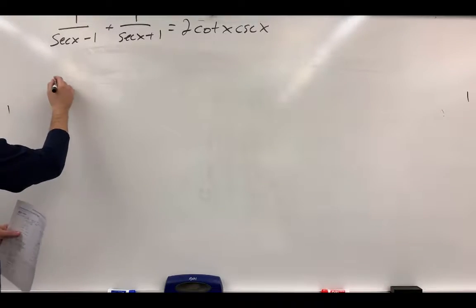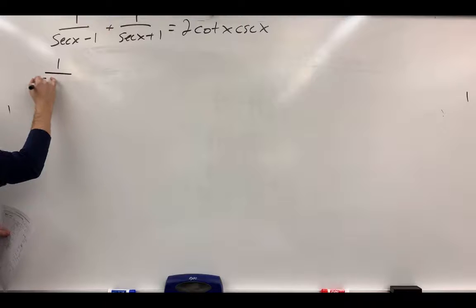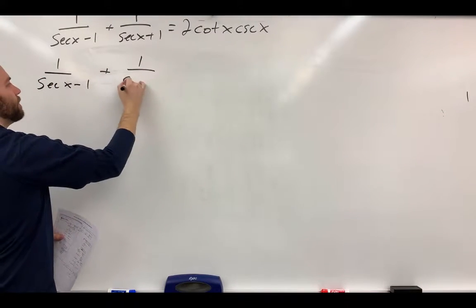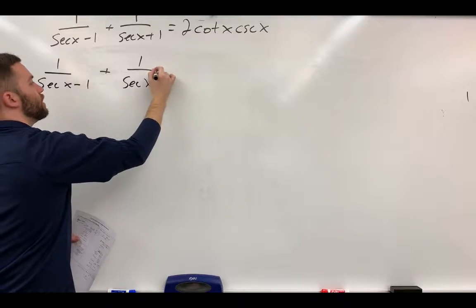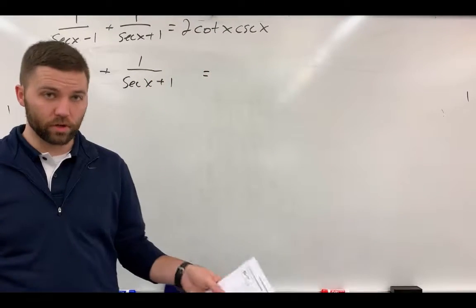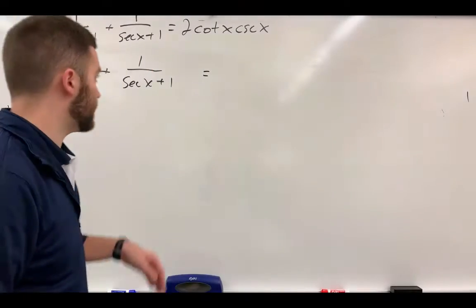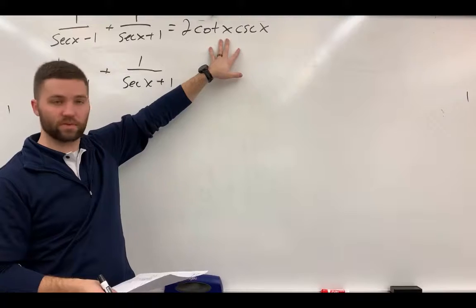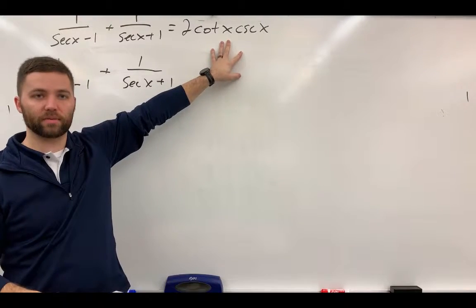So I'm going to write that side down, so 1 over secant of x minus 1 plus 1 divided by secant of x plus 1. And then we're going to try to decide on an algebraic technique that is going to get us closer here. I've got two terms. My result needs to be one term, so I'm thinking in terms of common denominator.